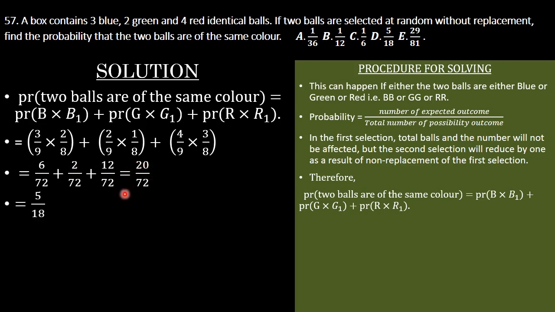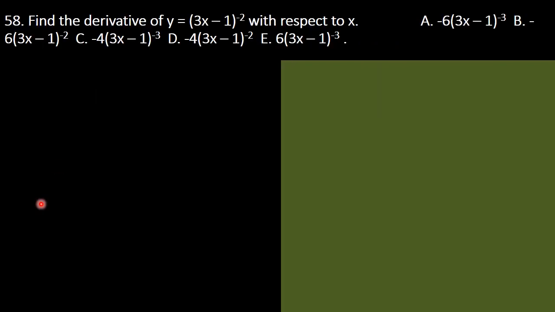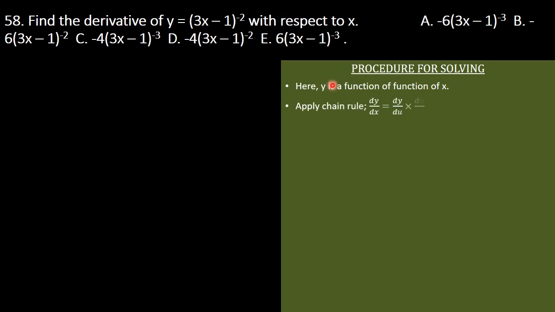Question 58. Find the derivative of y equals (3x minus 1) raised to power minus 2 with respect to x. Here is the procedure for solving this. Here, y is a function of x. We are going to apply the chain rule. That is, dy over dx is equal to dy over du multiplied by du over dx. Then apply the general rule to find your dy over du and du over dx. The general rule is y is equal to ax raised to power n.